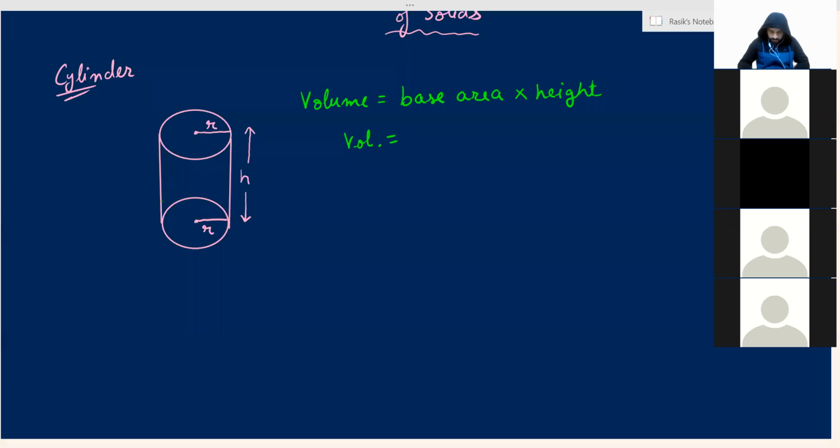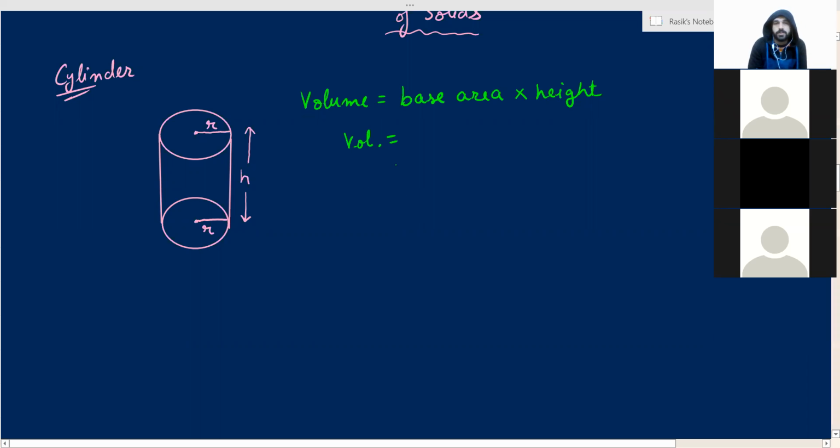What is the shape, all of you, of the base of a cylinder? The shape is circular, a circle. Area of a circle is pi r square. So pi r square into h. This is the volume. Volume is equal to pi r square h. This is the volume of a cylinder.